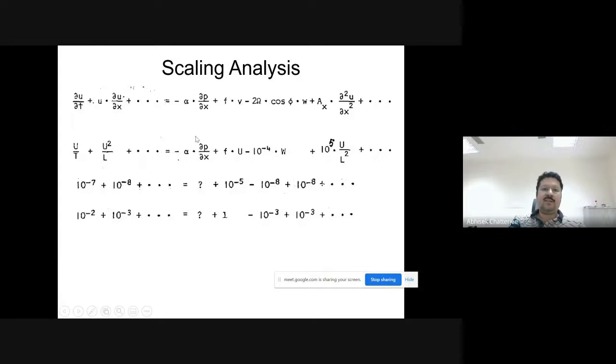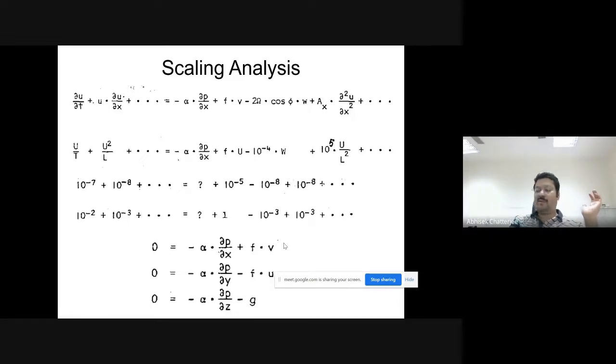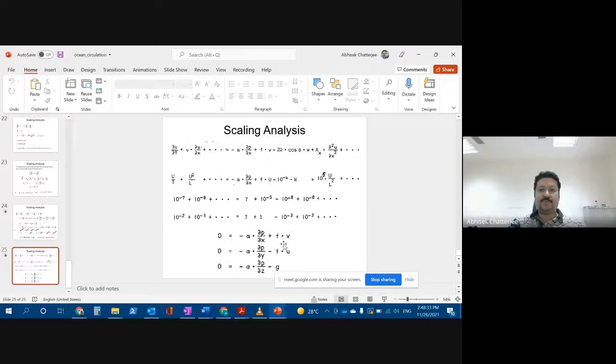Okay, and then we looked at the scaling for U and V. They're basically the same, and then we found that the pressure gradient is actually balanced by the Coriolis force. So these three equations we get, where del P del X is balanced by V, del P del Y is balanced by U, multiplied by the Coriolis parameter, and then you have the hydrostatic equation. So when the pressure gradient balances the Coriolis force, it's basically called geostrophic balance. Okay, so this is what we did till the last class. In this class, we'll try to advance from here.